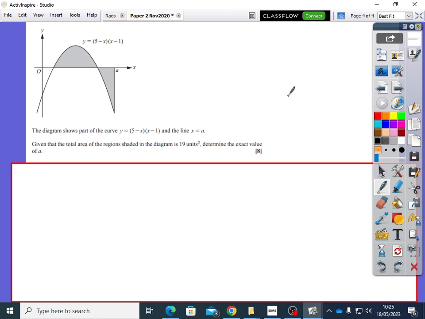So let's have a quick read of this. You've got this diagram, with this shaded region here. The diagram shows the curve y = (5 minus x) multiplied by (x minus 1) and the line x equals a. Given that the total area of the region shaded is 19 units, determine the exact value of a.